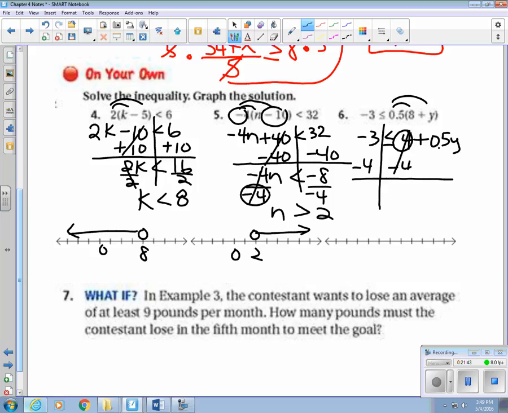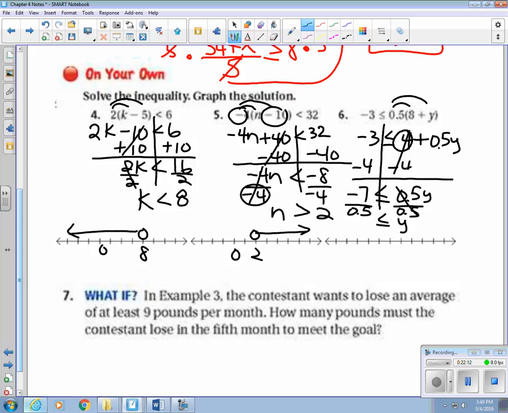The 4's cancel out. Positive 4, negative 4 cancel to 0. On the left-hand side, I'm going to have negative 7. Inequality symbol comes down. And on the right-hand side, I have 0.5y. To get y by itself, it's being multiplied by 0.5, so I'm going to divide by 0.5 to get rid of it. But do that on both sides. The 0.5 divided by 0.5 cancels, and I get y on this side. Inequality symbol stays the same because I divided by a positive.